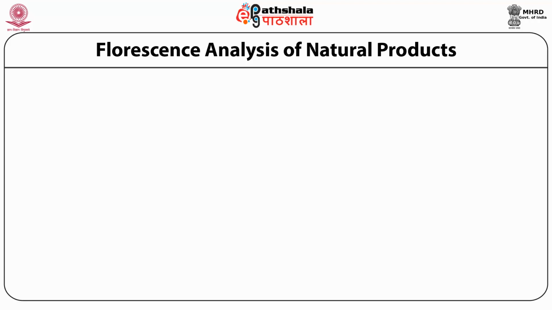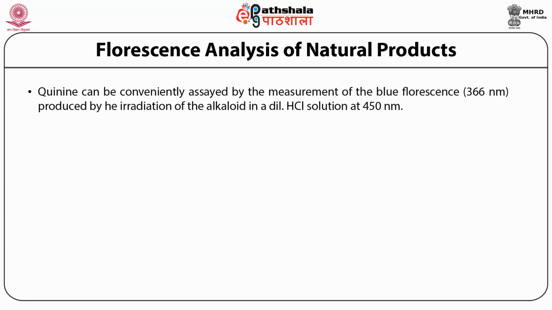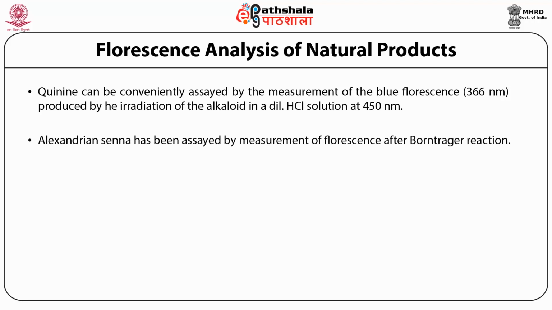The examples can be, first, quinine, which can be conveniently assayed by the measurement of blue fluorescence produced by the irradiation of the alkaloid in dilute HCl at 450 nanometers. In the same way, senna and hydrastis can be estimated by fluorescence analysis following the Born-Trager reaction, or by oxidizing the hydrastis extract with nitric acid.